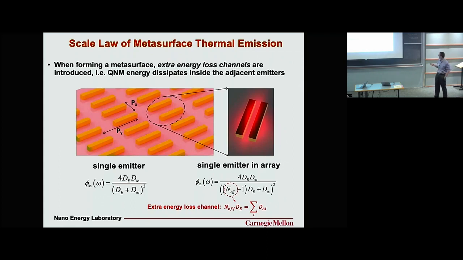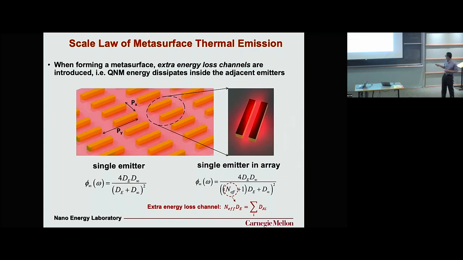So the question is, if we put them together to form a metal surface, how to deal with the coupling? Here we introduce this effective number of emitters. This N_eff is to count the coupling between adjacent nanoplasmonic emitters. Physically, this parameter should be related to the packing density, how densely you pack it, and also the substrate you use to support this metal surface, and also the quasi-normal modes excited from this plasmonic emitter.